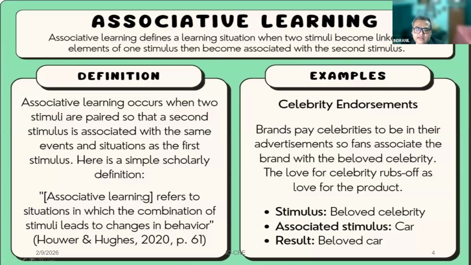There are some other definitions given by Hauer and Hughes in 2020, a recent one. Associative learning refers to a situation in which the combination of stimuli leads to changes in behavior. Like when we provide a signal to noise ratio, and we have to understand signal instead of noise, there are a lot of associations. So the question is, if there is a stimulus like a beloved celebrity, what is the associative stimulus? He is always coming with a car. So the result is a beloved car. In that way, we can associate it with learning.